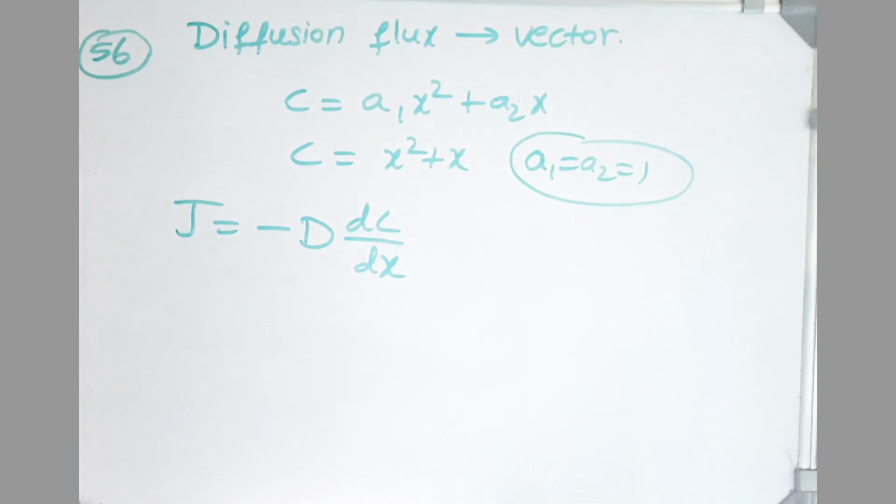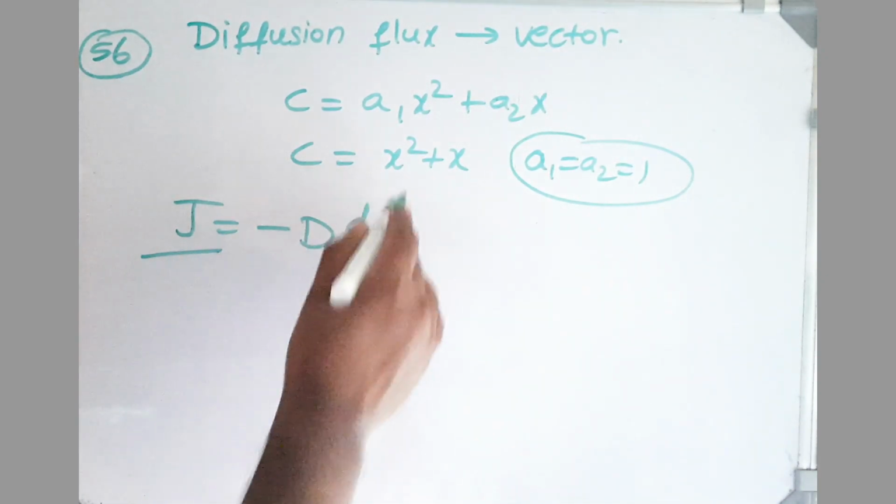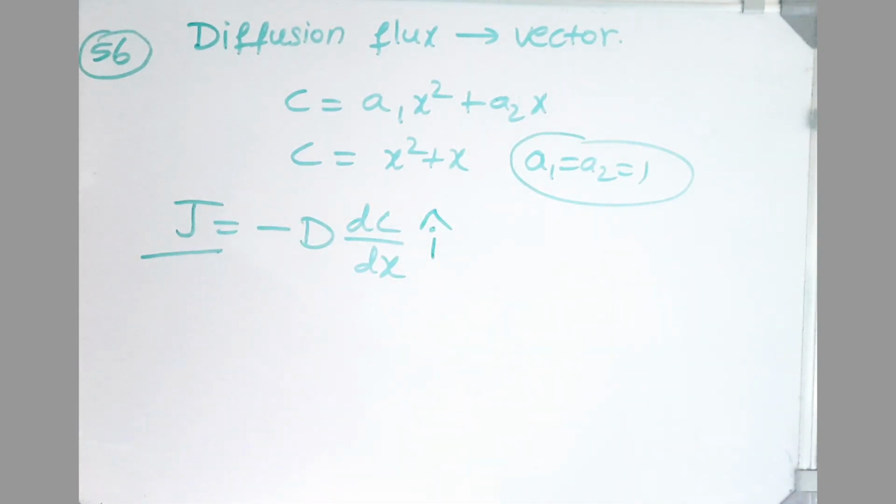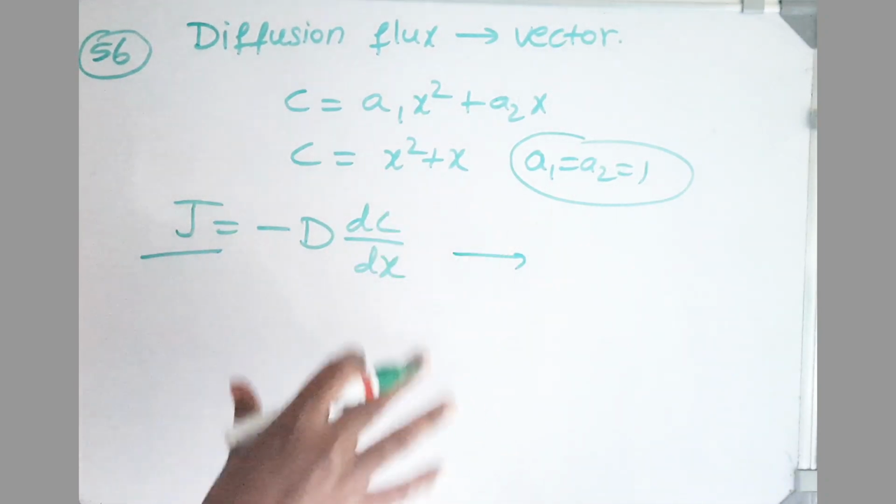Friends, for 56, we need to find out the magnitude of the flux. Flux J is given by minus D dc by dx. Friends, it is a vector. To be honest, we need to represent it by i cap, but we presume since it is unidirectional, this is in the x direction. But it is actually a vector.